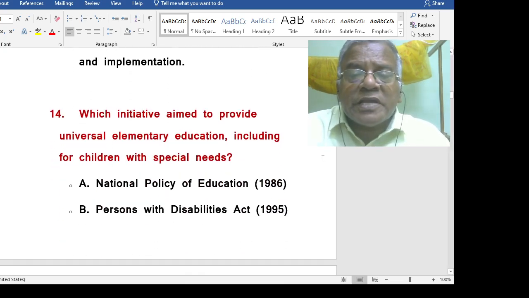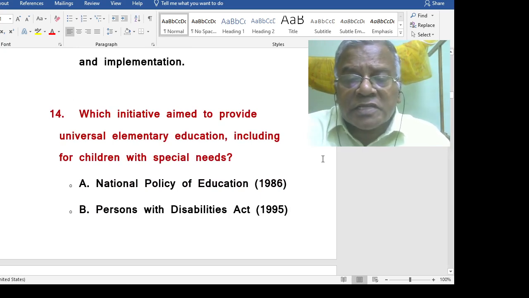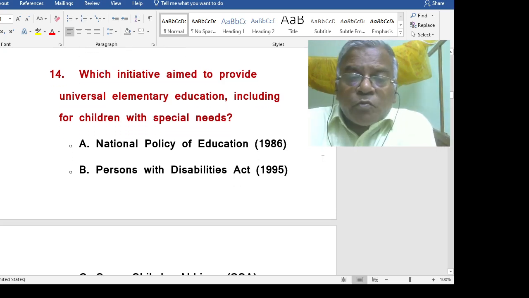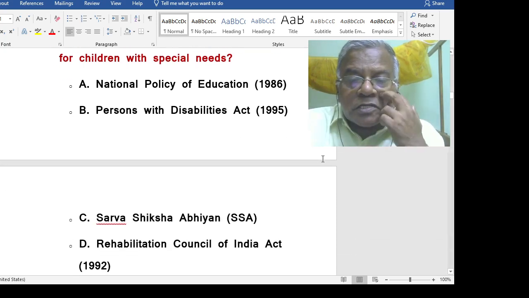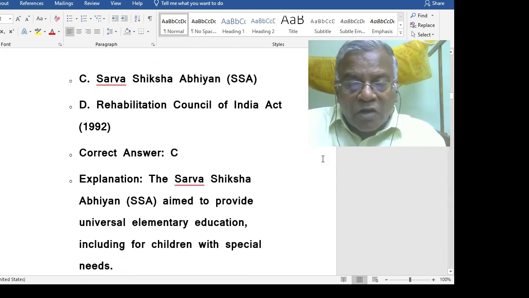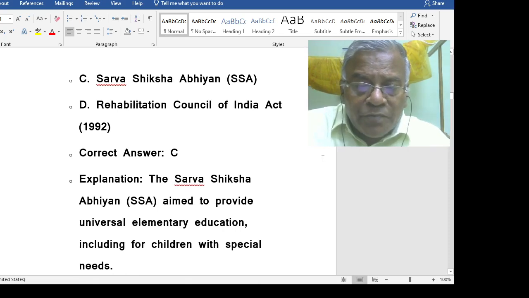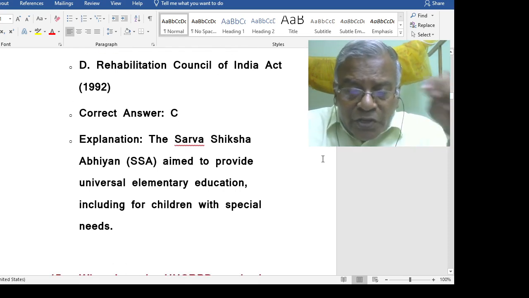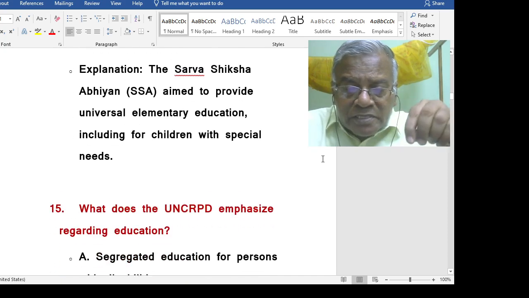Then which initiative aimed to provide universal elementary education including for children with special needs? That is Sarva Shiksha Abhiyan. We know that the Sarva Shiksha Abhiyan, SSA, aimed to provide universal elementary education including for children with special needs.